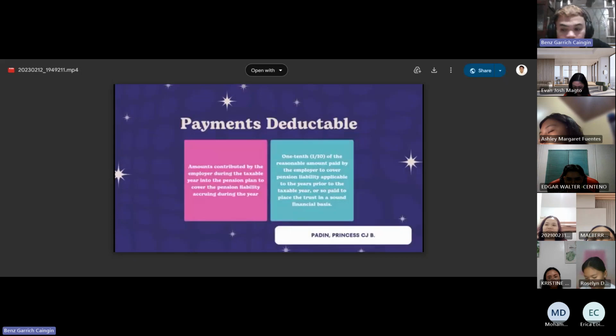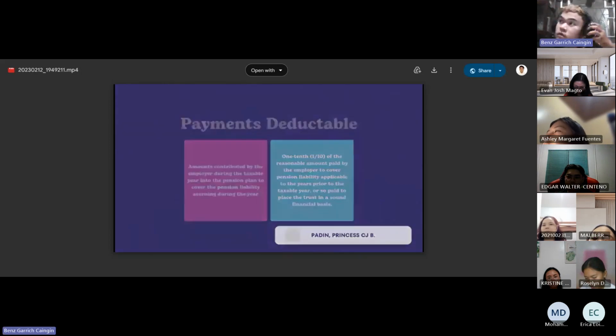So the payments to employees' pension trust which are deductible are, number 1, amounts contributed by the employer during the taxable year into the pension plan to cover the pension liability accruing during the year. Payments under this are considered as ordinary and necessary business expenses, allowed as deductions. Number 2, 1/10 of the reasonable amount paid by the employer to cover pension liability applicable to the years prior to the taxable year, or amounts paid to place the trust on a sound financial basis. The payment under this is the payment to the pension trust which is deductible from gross income pursuant to Section 34(J) of the Tax Code.